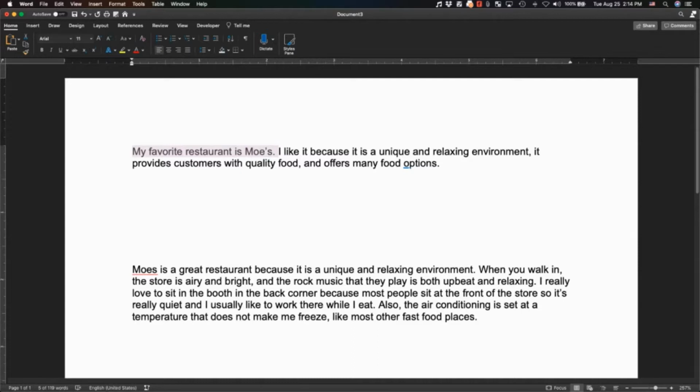And so the best way to do that, actually, we don't even have to cut it out. We can cut out this, I like it, right? Because guess what? The reader knows you like it because you're the one writing. So now we've got it down to my favorite restaurant is Moe's because it's a unique and relaxing environment and provides customers with quality food and offers many food options.